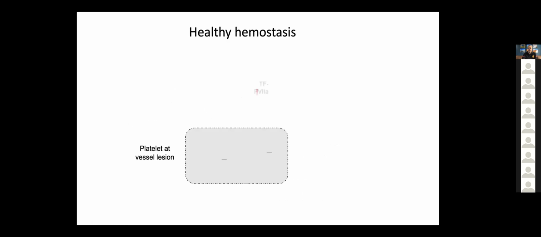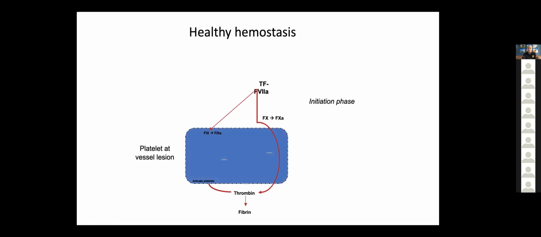Another way to look at it, which Michelle went through, is the cell-based model. You have this initiation phase where you generate a small amount of thrombin, again via the tissue factor, factor 7A pathway. Then that activates, on the surface of platelets, factor 8, which then works with factor 9, and also activates factor 5. And you get the propagation phase where you generate a lot of thrombin. It's just another way of looking at what I just showed you.